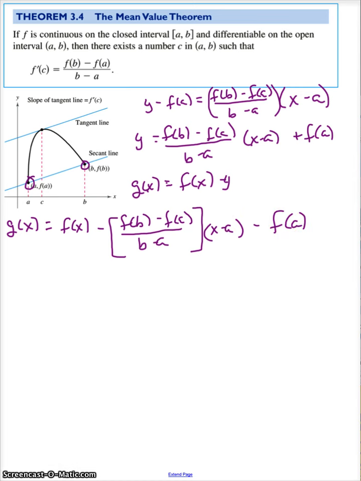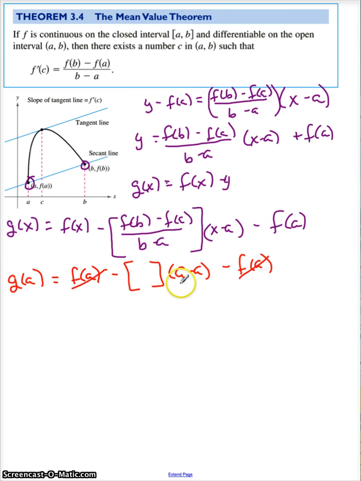Now, let's evaluate g at a. Let's do red. Let me erase this real quick. These proofs always take so much time, don't they? But they're good for you to see. G evaluated at a is going to be f evaluated at a minus, in brackets here, a minus a, minus f evaluated at a. Do you see what's going to happen? These two are going to cancel, and this is 0. So g at a is 0.